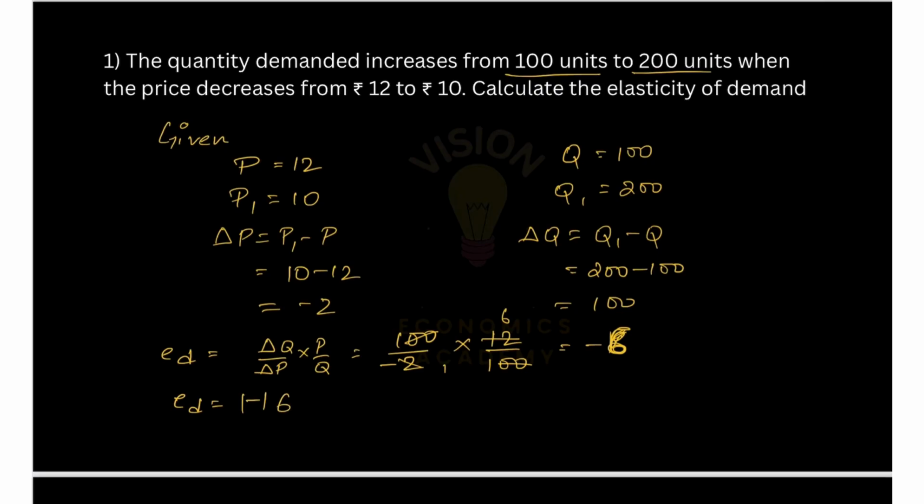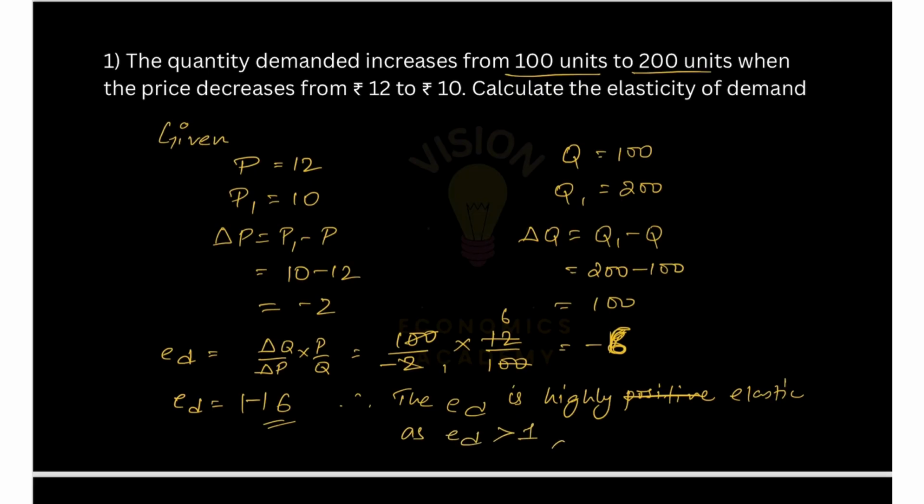As we are just seeing the magnitude of the response, we are not seeing the direction. So we only consider the absolute value. The sign does not matter. So since elasticity of demand is greater than 1, the demand is highly elastic.